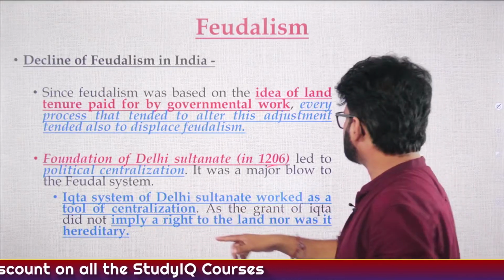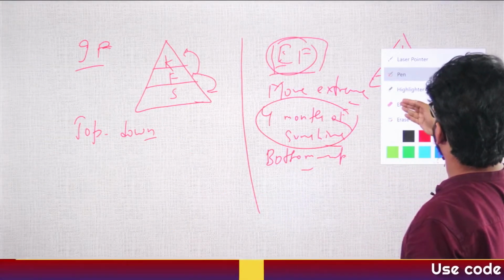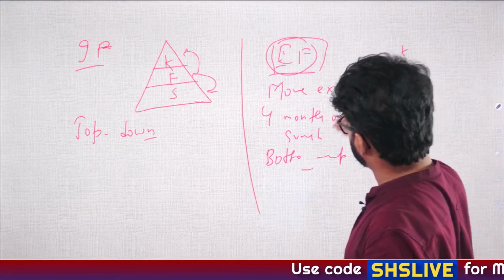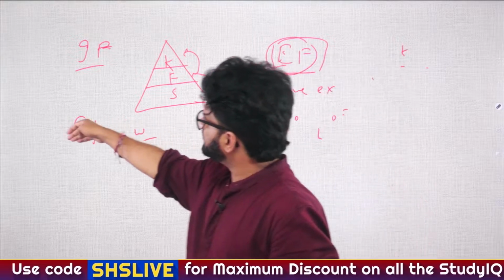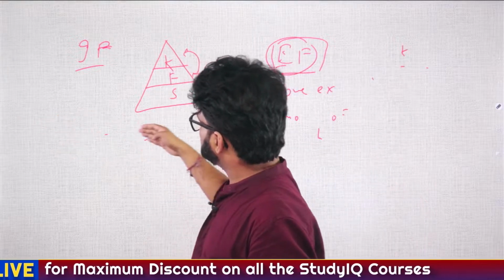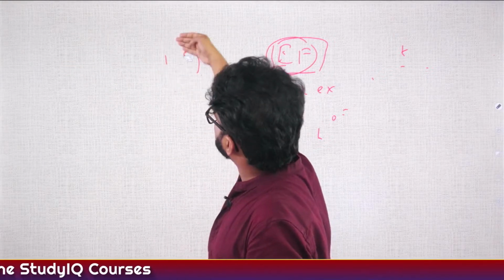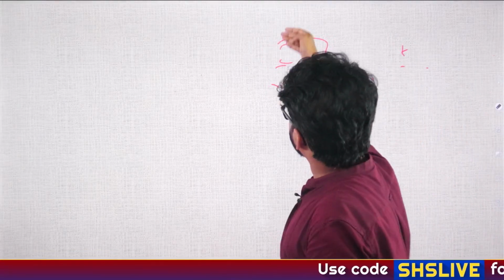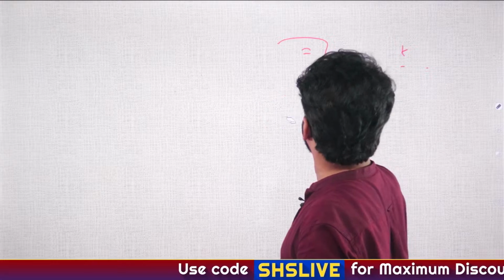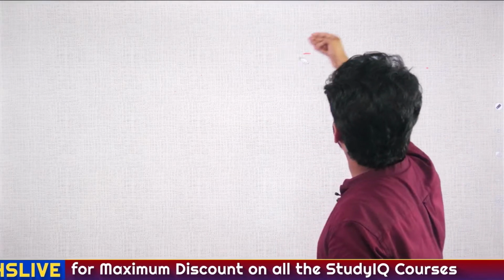And now here there is a question, the Ikta system. Somebody asked me in the comment section whether I'll be teaching the Ikta system and Mansabdari system or not. So let me have a small discussion here. We'll have a detailed discussion later on. When we talk about the Delhi Sultanate, we'll talk about the Iktadari system, and when we go to the Mughals, we'll talk about Mansabdari and Jagirdari systems. Does anybody have any idea what the basic differences between Iktadari, Mansabdari and Jagirdari are? Let's have a basic understanding of them.